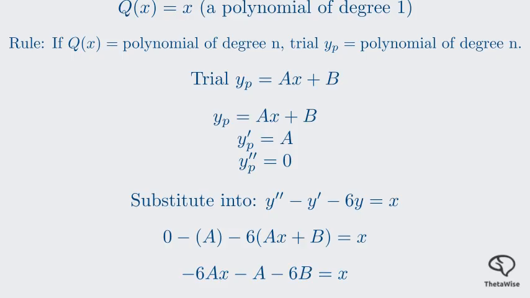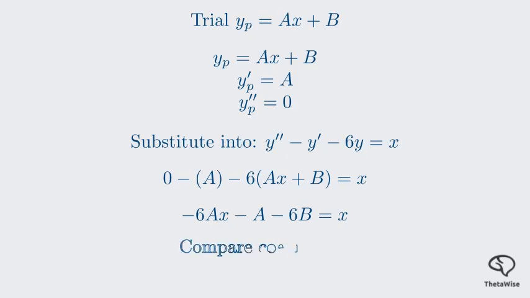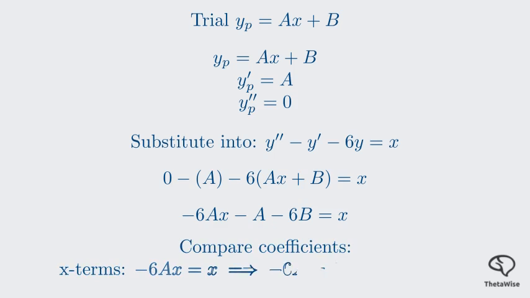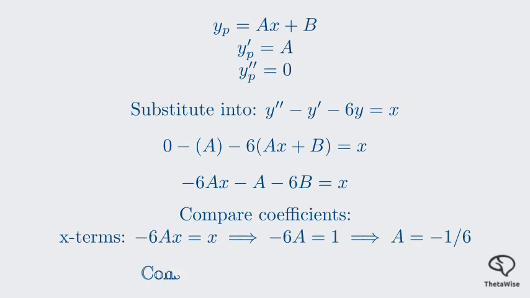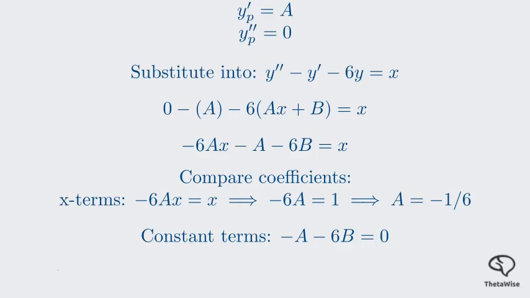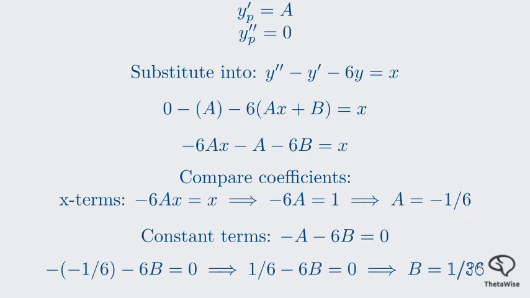To find a and b, we can compare the coefficients of the powers of x on both sides of the equation. On the left side, the coefficient of x is 6a. On the right, it's 1, so 6a equals 1, which means a is 1/6. The constant term on the left is a minus 6b. On the right, there is no constant term, so it's 0. Plugging in our value for a, we get 1/6 minus 6b equals 0, which gives us b equals 1/36.